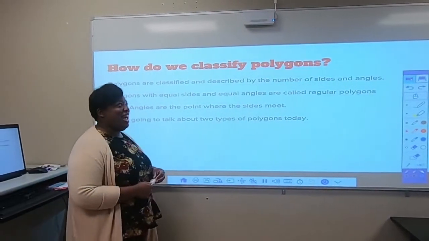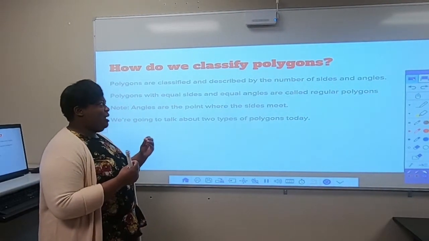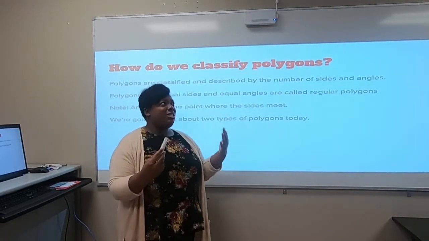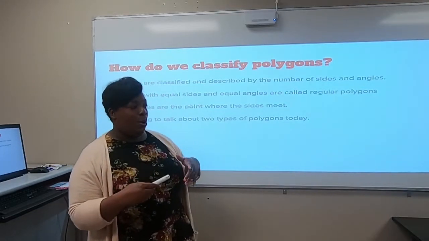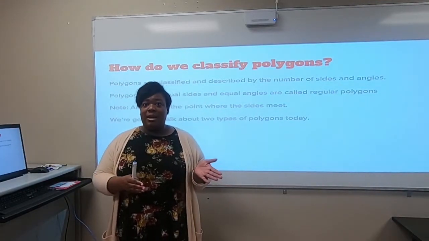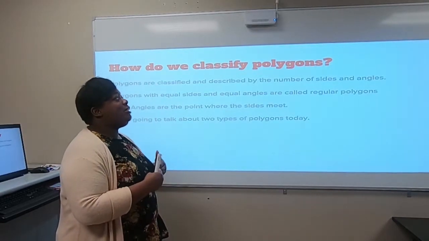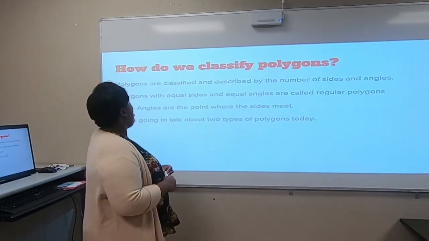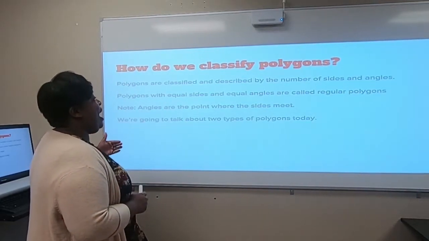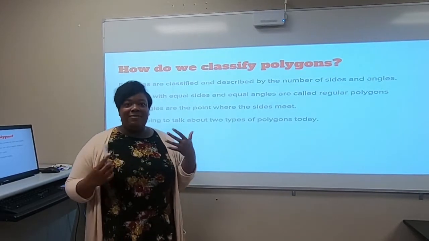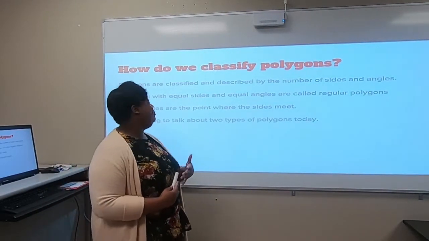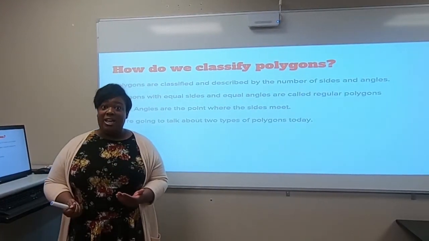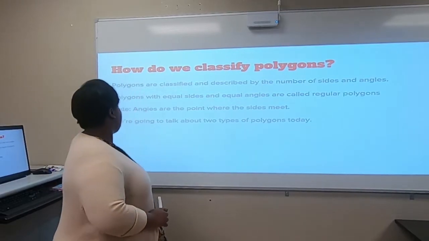Now, how do we classify polygons? When we're talking about classifying something, we're talking about putting it into a group. So when we're talking about polygons, first we have to find out whether it's a polygon or not a polygon, and then we start talking about what type of polygon it is, okay? Polygons are classified and described by the number of sides and angles they have, okay? Polygons with equal sides and equal angles are called regular polygons.